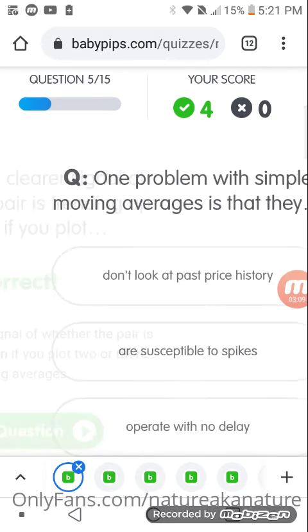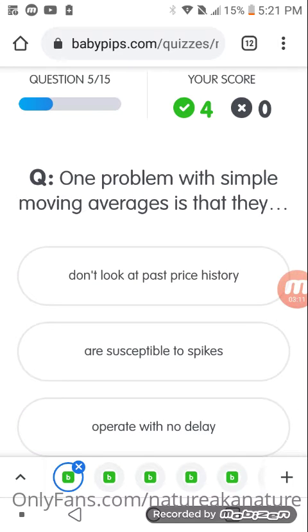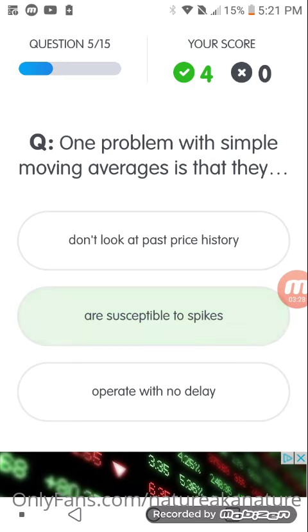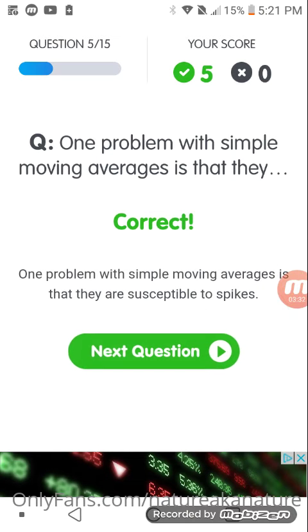One problem with the simple moving average is that it's susceptible to spikes, meaning fake outs, because the EMA is faster than the simple moving average. So this leads to spikes, fake outs. They are susceptible to spikes. Correct: one problem with the simple moving average is that it is susceptible to spikes.